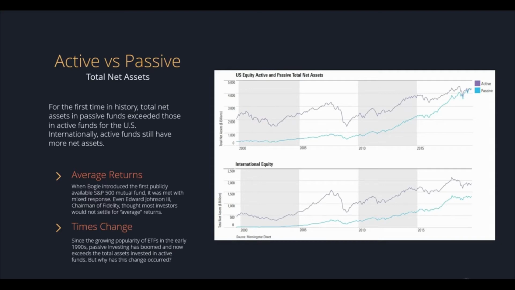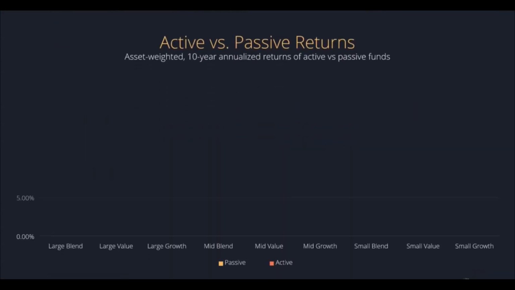There was a lot of criticism when we first saw that mutual fund that I mentioned in the second slide of this presentation that John Bogle introduced. But over time, people have accepted that quote-unquote average returns tend to be above average when compared to passive investing. So let's go ahead and explore that in a little bit more detail.